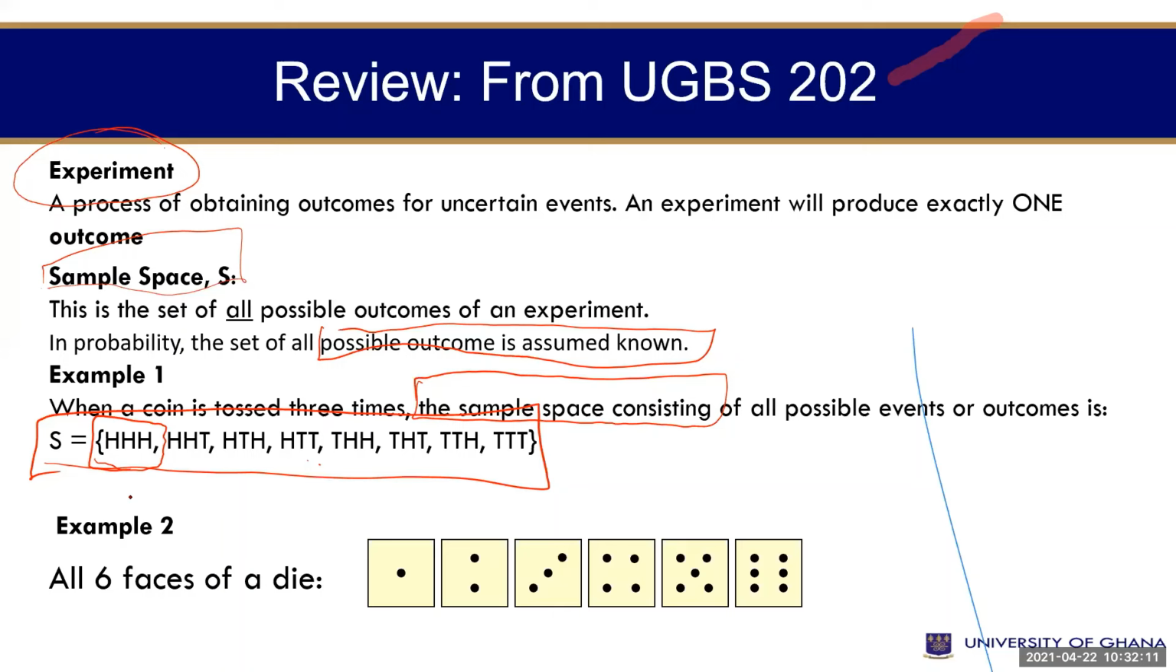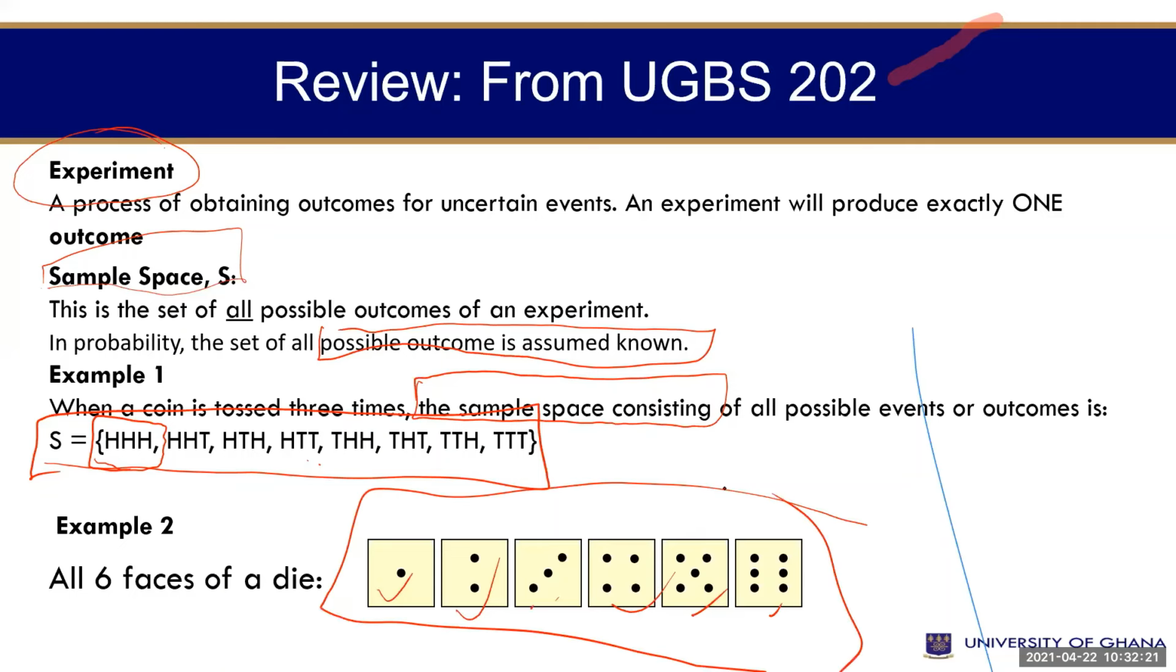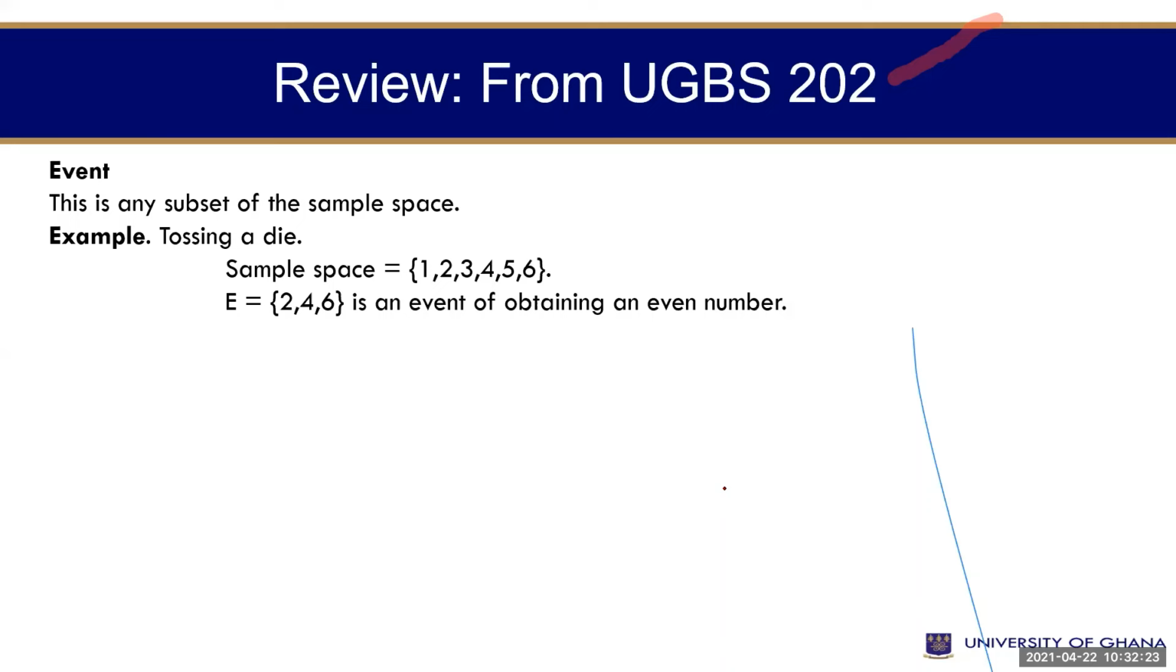Similarly, if I have a die and I throw it, there are six possible outcomes. It's either I'm going to get number one, or I'm getting two, or each one of these numbers. This is also the sample space that we refer to. Then we said an event is any subset of the sample space.